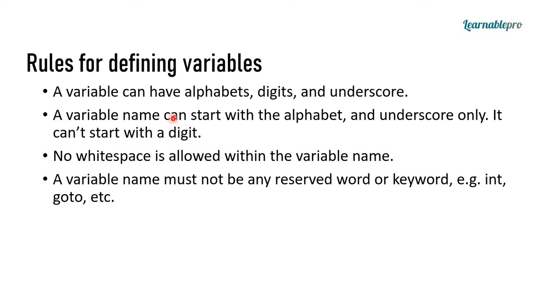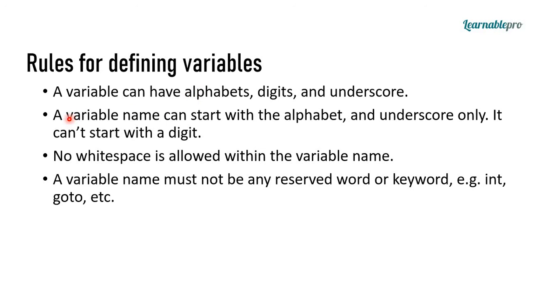Now let's see what are the rules for defining variables. A variable can have alphabets, digits and underscores. So in our previous slides we saw int score = 105, where score is a variable. So here we can also give it as score_2, which includes alphabets, underscore and digit. So this is the first rule for defining the variable.